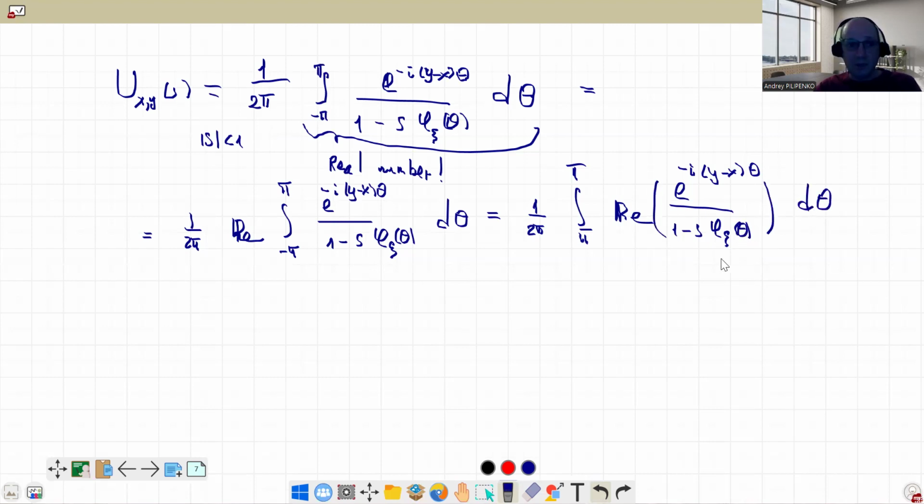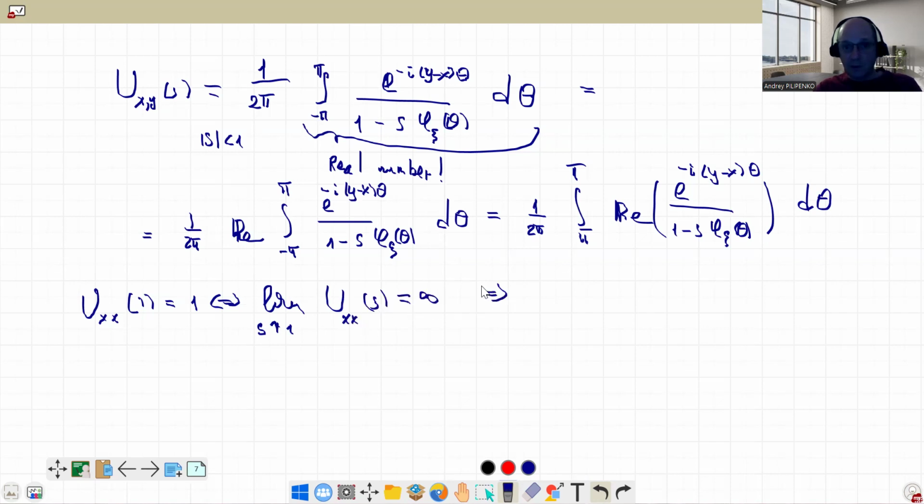And now let's discuss recurrence and transience. So u_xx of 1 is infinite if and only if the limit as s approaches 1 of u_xx of s is infinite if and only if the limit as s converges to 1 of the integral from negative pi to pi of the real part of, well, in this case y is x, 1 over 1 minus s phi psi of theta.